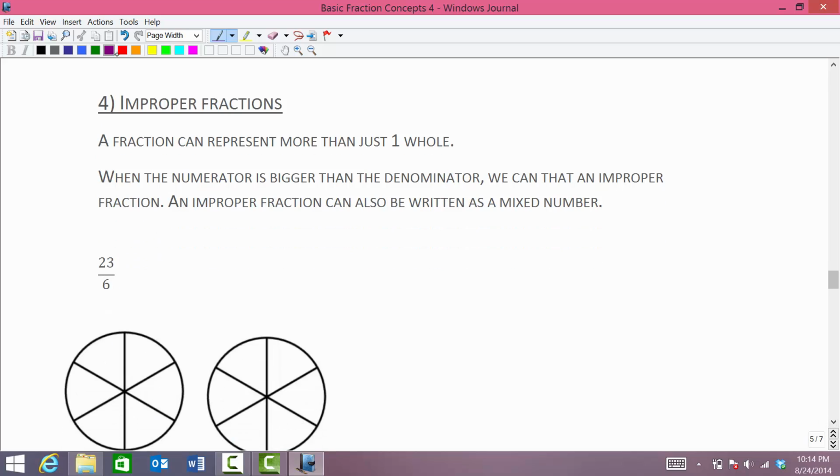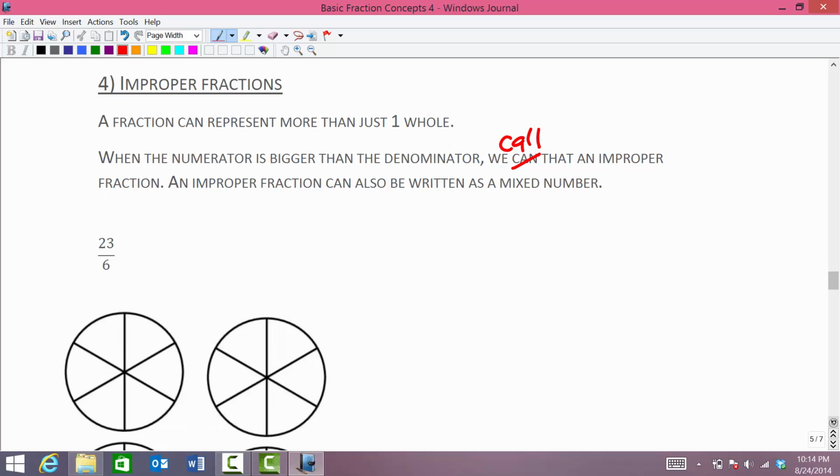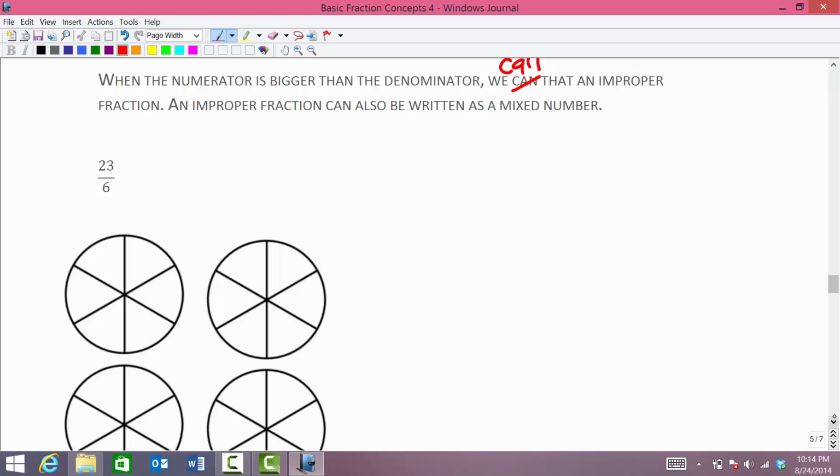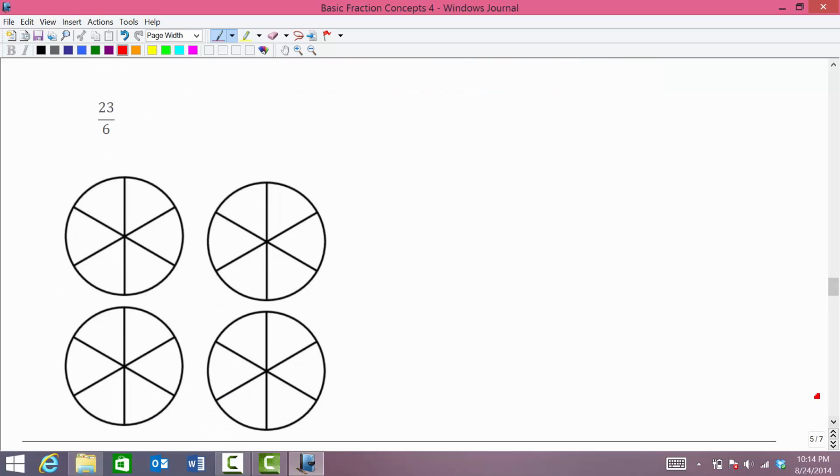What about improper fractions? Improper fractions are fractions that represent more than just one whole. When the numerator is larger than the denominator, we call that an improper fraction. An improper fraction can also be written as a mixed number. Say that we have 23 divided by 6.